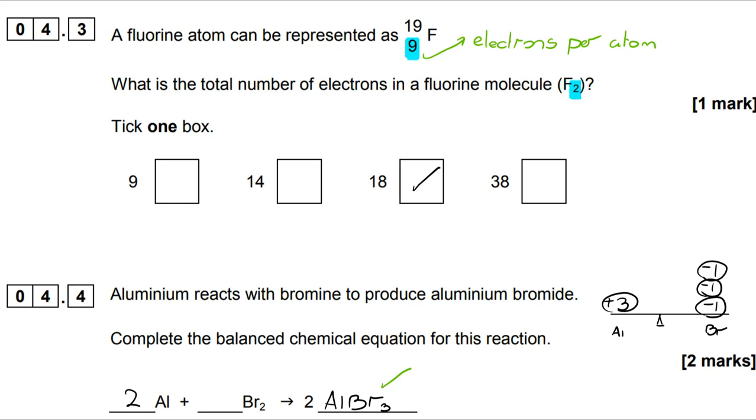After that, the second mark is available for the balancing, and because I've got 2 AlBr3, that means I would need to start with 2Al, and because I've got 2 AlBr3, that's in total 6 bromines, so I would need 3 Br2 to balance that.